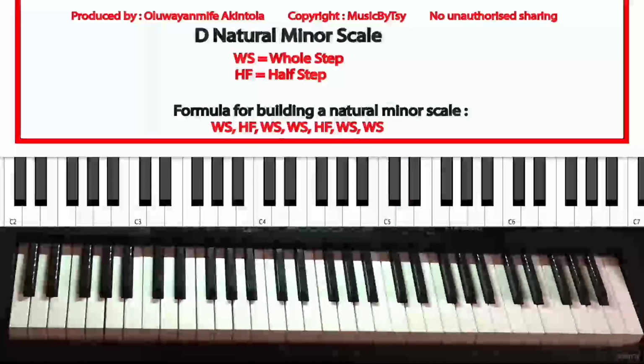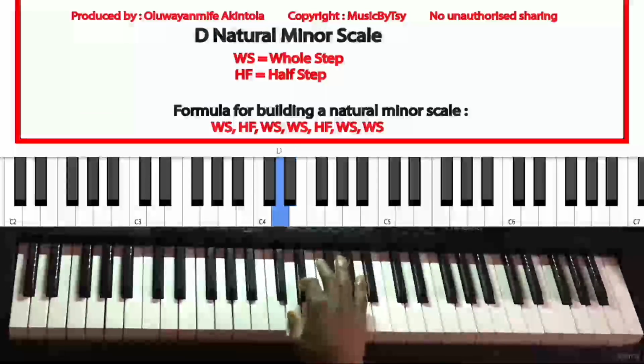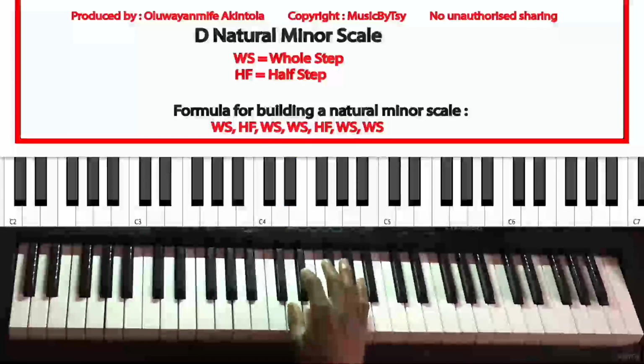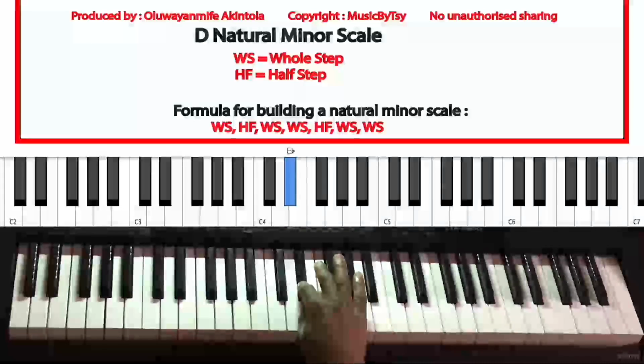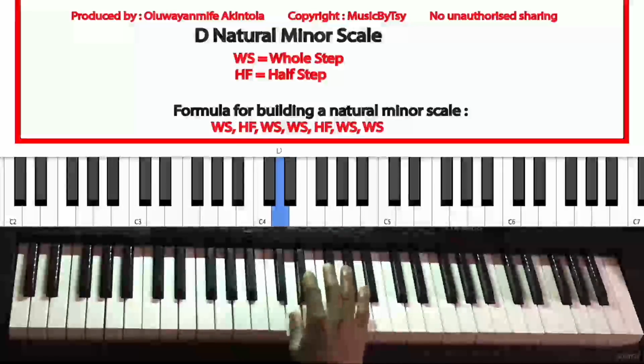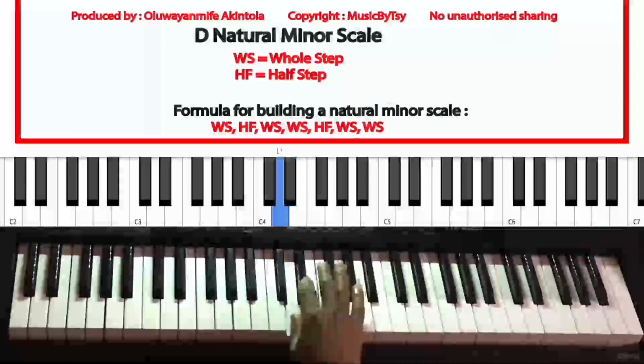Now, the other method that we could have used to figure out the D natural minor scale is to use the formula. Just to remind you, whenever you move from one key to the next key, so for example, if I move from the key of D to the key of E flat without skipping any key, then that means that I've moved by a half step. So whenever you move from one key to the next key without skipping any key, that is known as moving by a half step.